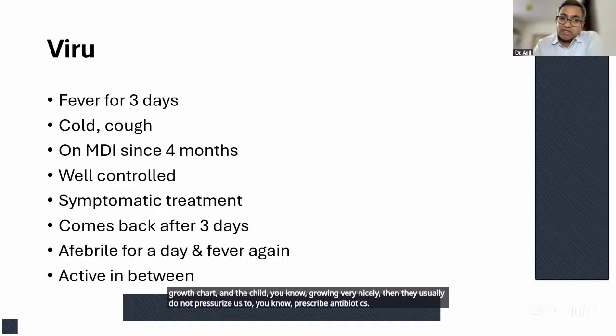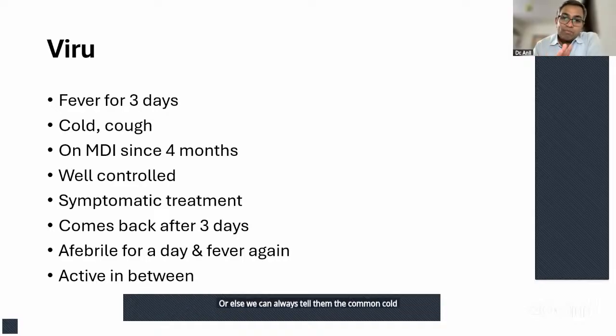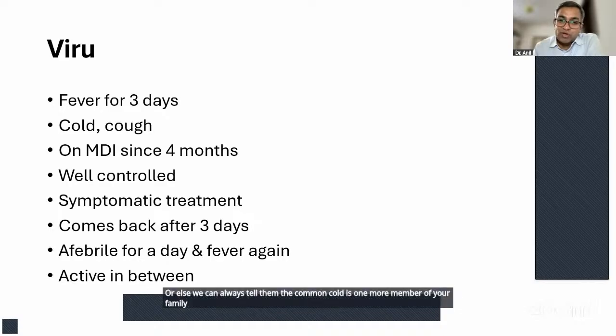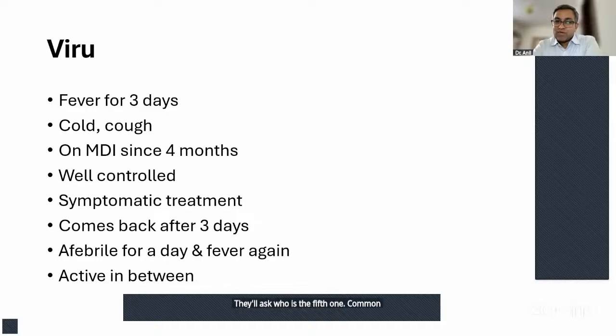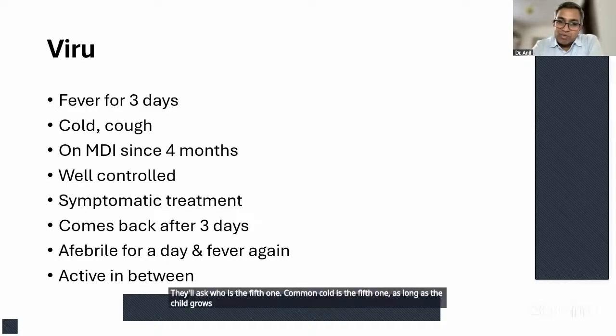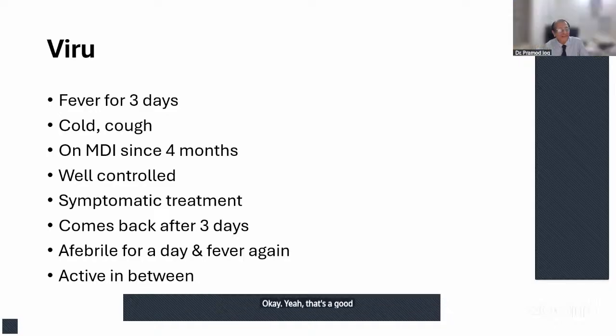Else we can always tell them common cold is one more member of your family. There are not 4 of you at home, there are 5 of you at home. They'll ask who is the 5th one. Common cold is the 5th one. As long as the child grows up, common cold may be the 5th member of your family. Please adjust and stay with the 5th member. Yeah, that's a good one. I think I will start telling that.